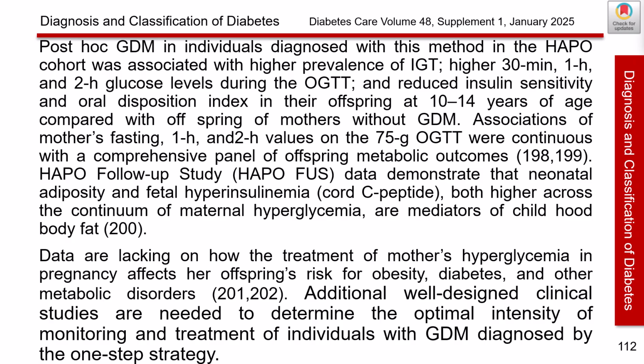Hyperglycemia and Adverse Pregnancy Outcome Follow-up Study data demonstrate that neonatal adiposity and fetal hyperinsulinemia (cord C-peptide), both higher across the continuum of maternal hyperglycemia, are mediators of childhood body fat. Data are lacking on how the treatment of a mother's hyperglycemia in pregnancy affects her offspring's risk for obesity, diabetes, and other metabolic disorders. Additional well-designed clinical studies are needed to determine the optimal intensity of monitoring and treatment of individuals with gestational diabetes mellitus diagnosed by the one-step strategy.